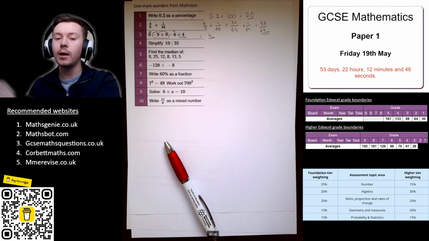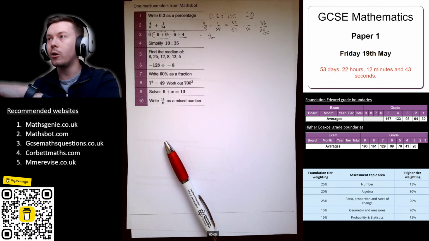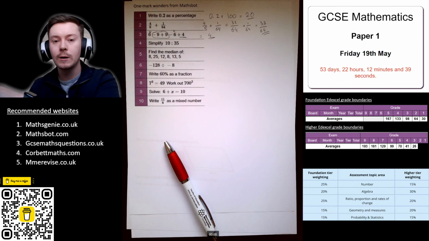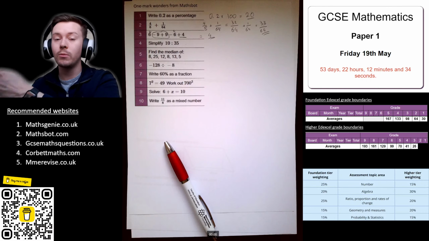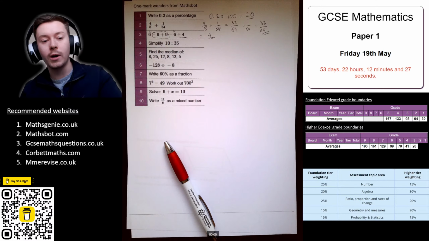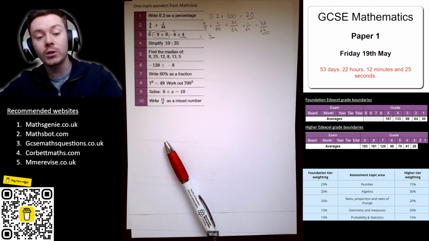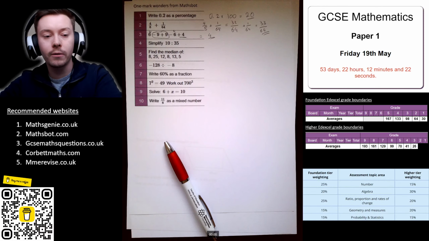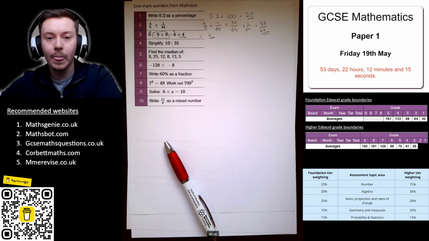The other things on there are recommended websites that I would suggest you have a look at. One I found recently is GCSE maths questions, which looks very good as well. It's got lots of GCSE questions to have a look at, similar to Maths Genie. The 1 mark wonders, similar to the start of the foundation paper, are from MathSpot, which is a good website as well, with a whole GCSE tab at the top with lots of useful resources. I definitely recommend having a look at that.